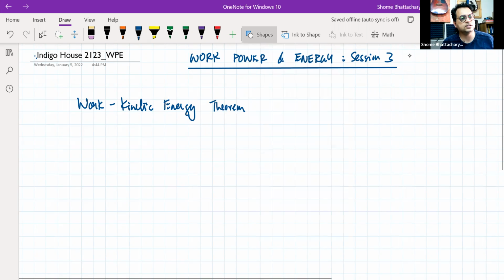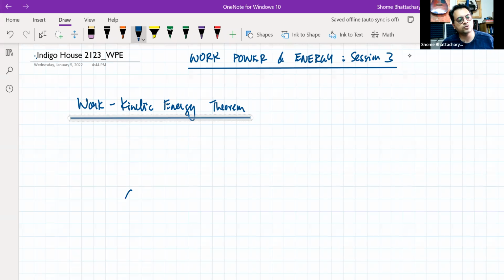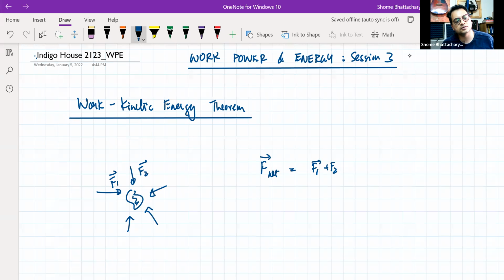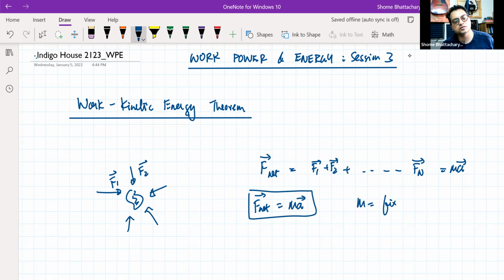So the way we had understood this is that if a combination of forces is acting on a body, so a number of forces are acting, then the net force, that is the vector sum of all the forces acting, let's say there are n number of forces acting, this net force is equal to mass into acceleration as per Newton's second law for a body of fixed mass. Okay. Mass is fixed. So this is Newton's second law.